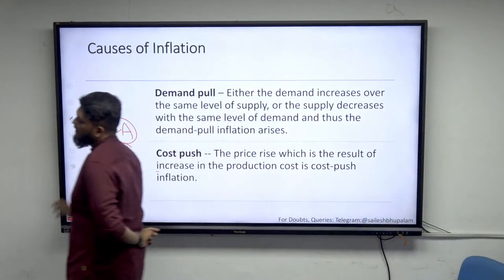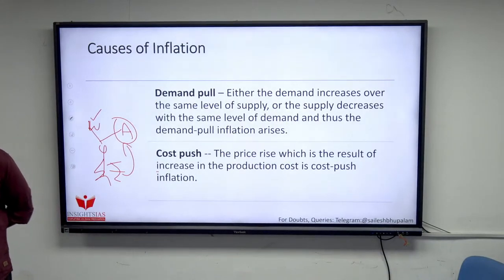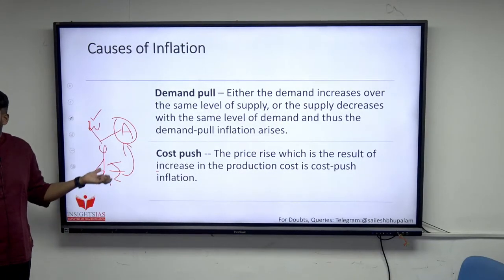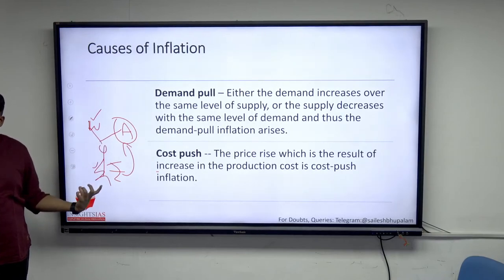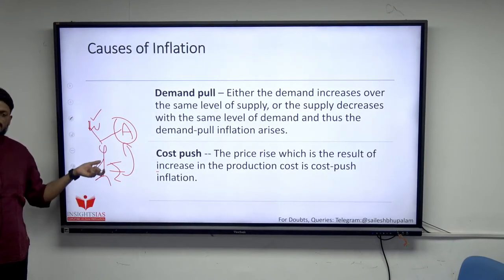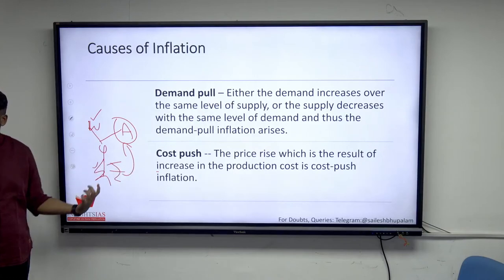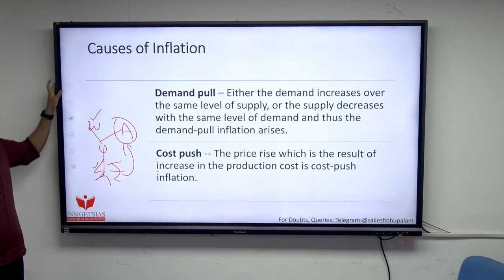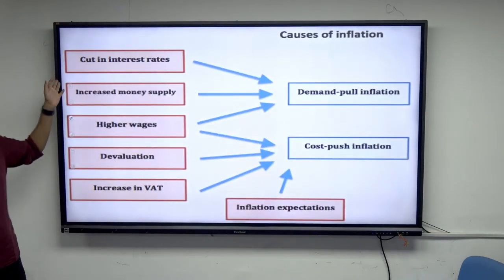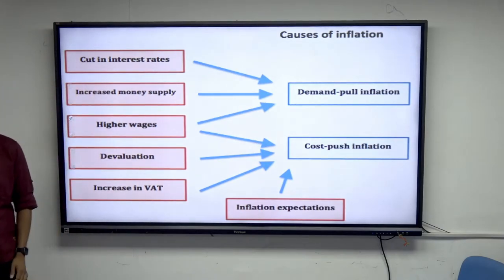It comes from raw material, labor, land, capital, entrepreneurship. Out of that, capital means working capital, which is raw material. So this is where the cost is coming from. Then that is cost push inflation. So you can see how this demand pull inflation happens.